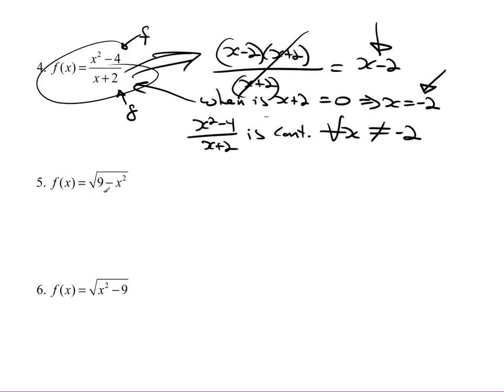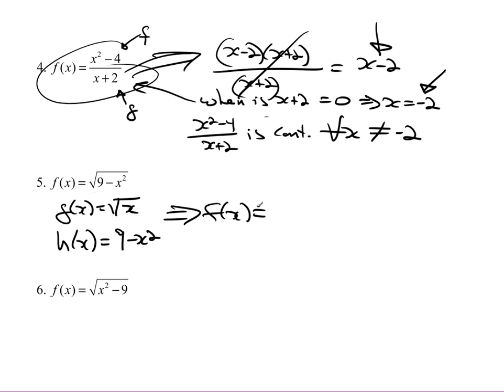So what about this one? We actually talked about this one in an earlier example. See, this is a composite function. If I think of this as g of x equals the square root of x, and h of x equals 9 minus x squared, then that would imply that f of x is actually equal to g composed of h of x.